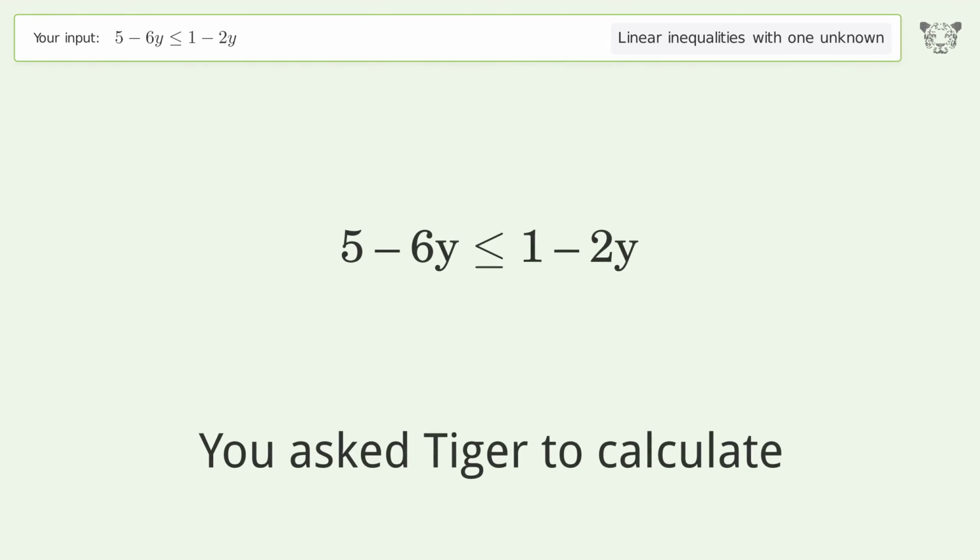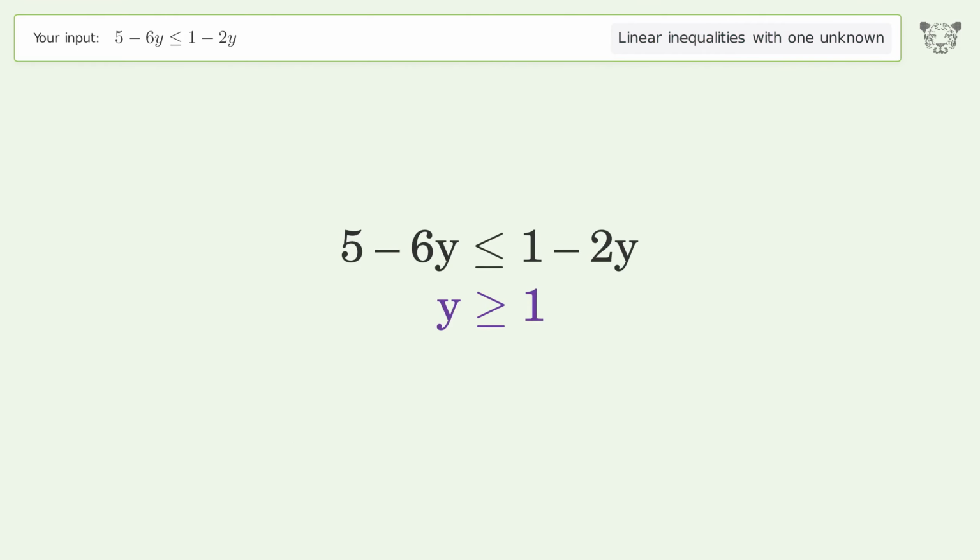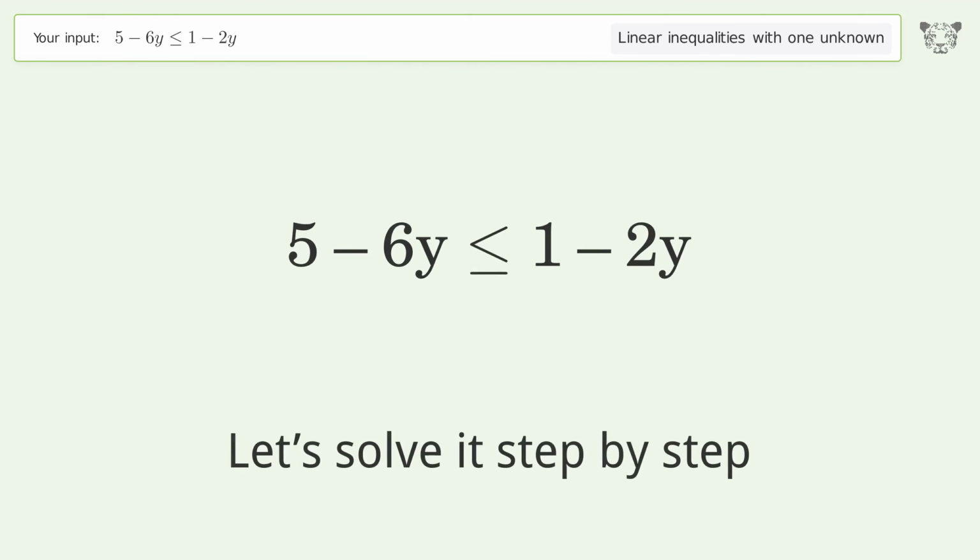You ask Tiger to calculate. This deals with linear inequalities with one unknown. The final result is y equal or greater than 1. Let's solve it step by step.